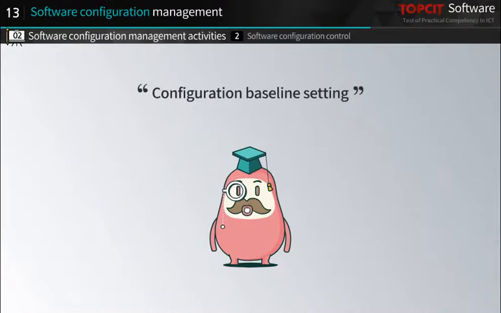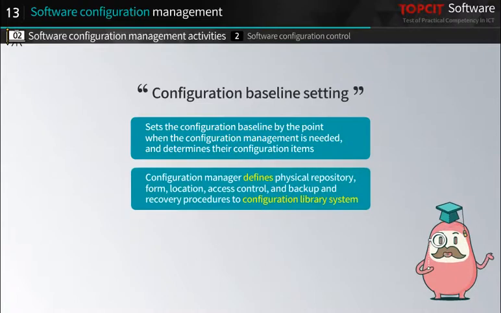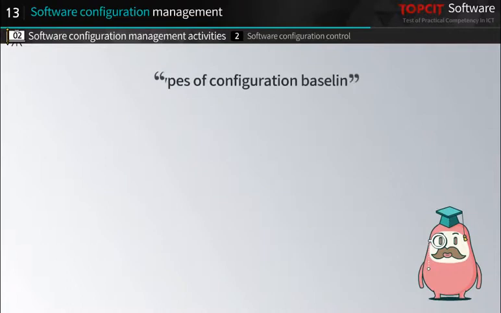This time, let's discuss the configuration baseline, that is, the baseline setting. It sets the configuration baseline by the point when the configuration management is needed, and determines the configuration items that need to be managed by each configuration baseline. The configuration manager defines the physical repository, form, location, access control, and backup and recovery procedures for the configuration library system. A baseline is a specially reviewed and agreed upon specification or product that helps you properly control software changes during software development. So let's talk about the types of configuration baseline in more detail.